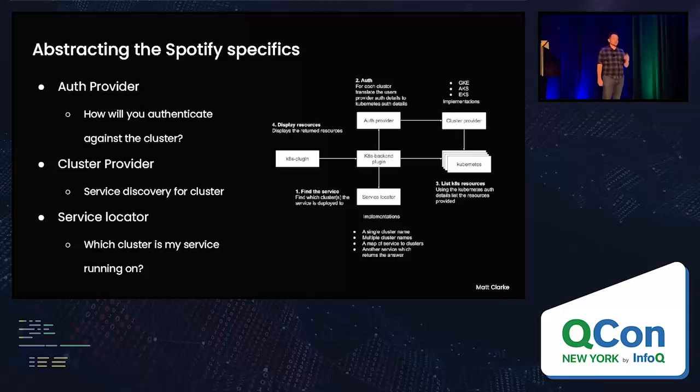And finally, we've got the service locator, which is one of the more interesting ones. Unfortunately, this one is much more based on your multi-tenancy model and how you use Kubernetes inside your organization. Basically, what it's asking is, which cluster is my service actually running on, so I can filter out the ones it's not running on and not call them. And the default for this is that it will just call all those clusters.